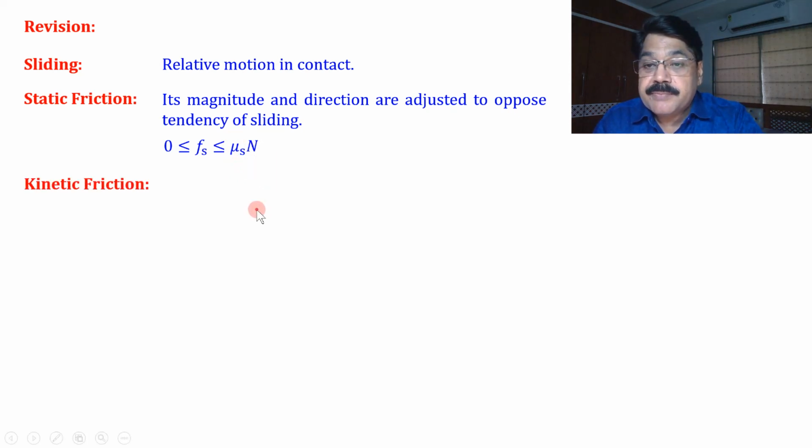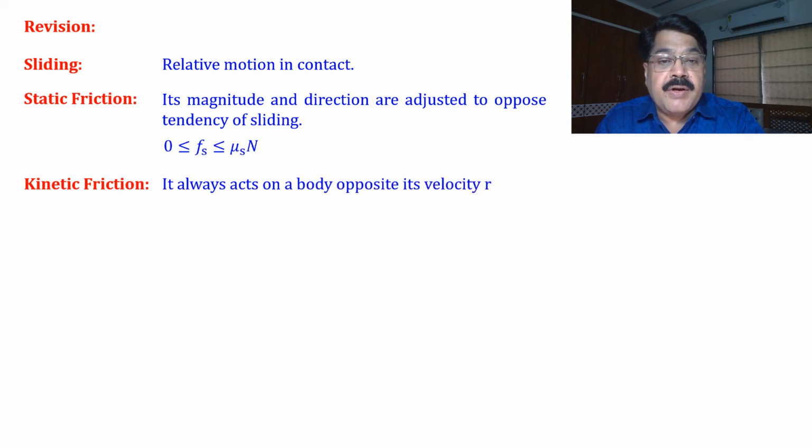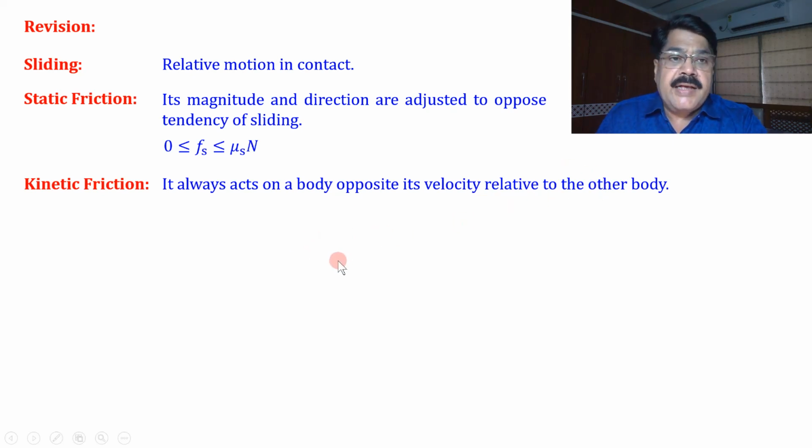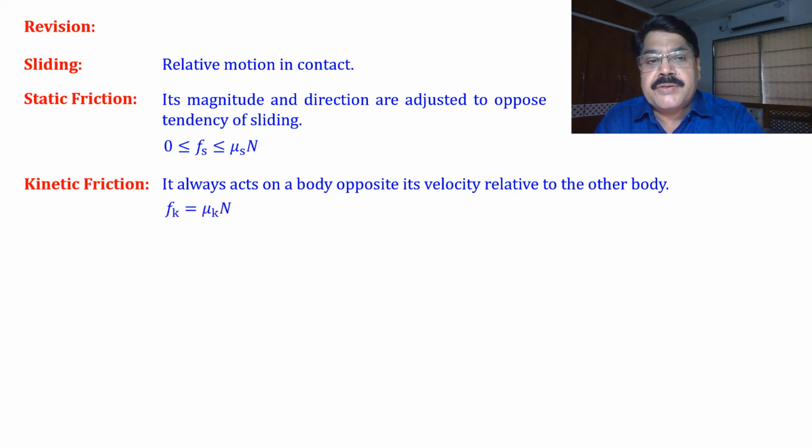Now kinetic friction. It always acts on a body opposite to its velocity relative to the other body in contact. Basically, there must be sliding. So as far as kinetic friction is concerned, its direction is apparent. You can see the sense of sliding, or direction of sliding, and you can find the direction of kinetic friction. And its magnitude is again very straightforward. It is constant, equal to mu k into N. Mu k is the coefficient of kinetic friction.